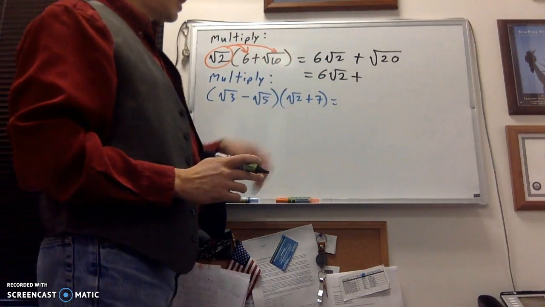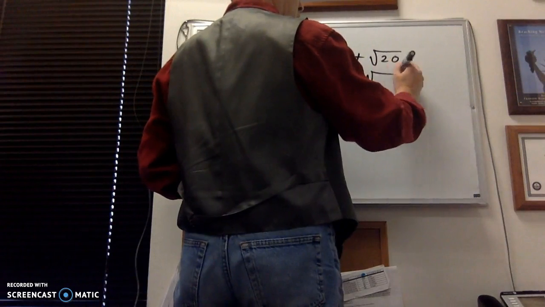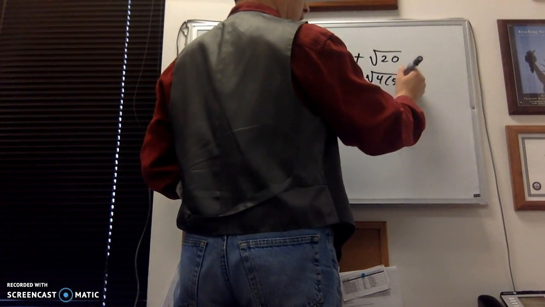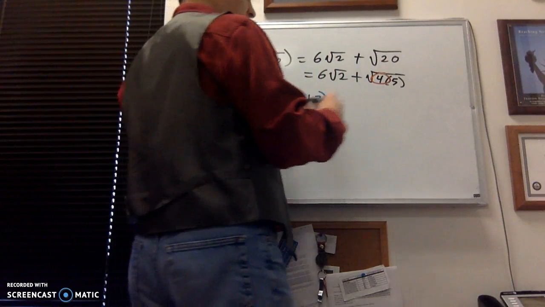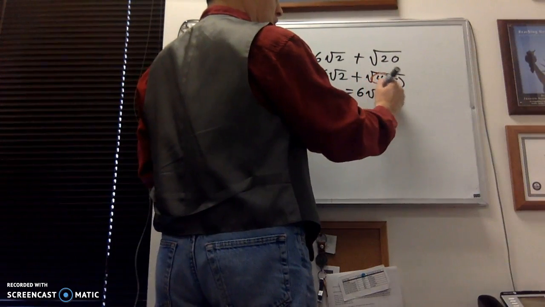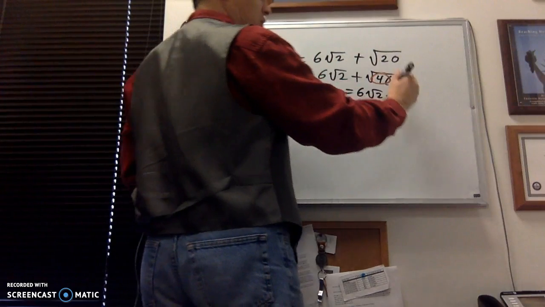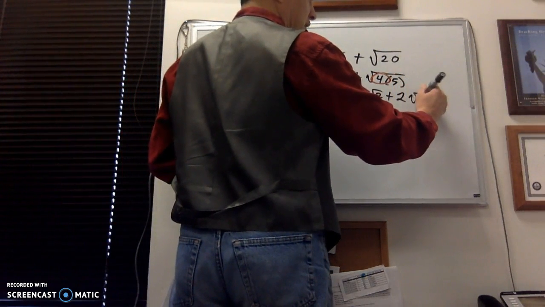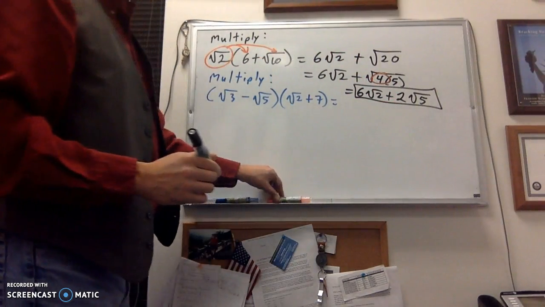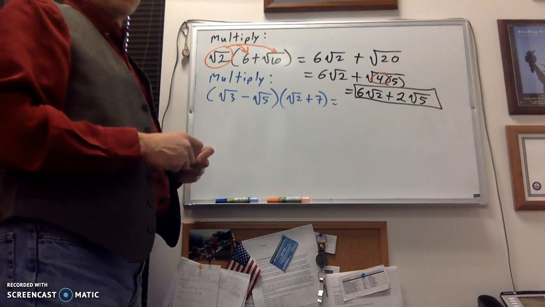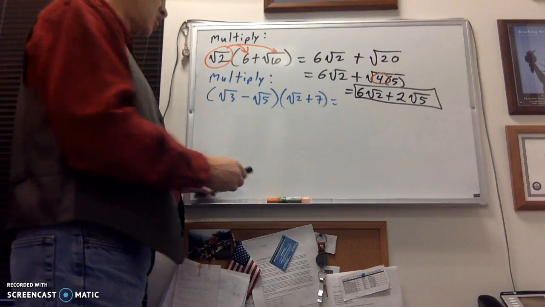But the square root of 20, remember, I've got a perfect square hidden in there that I'm going to have to suck out of there. It's the 4, right? So 6 root 2 plus the square root of 4 is 2, and then times the square root of 5. And that's going to be my answer. So the answer isn't that pretty, but it could be worse. And we're going to see that happen on this next one.